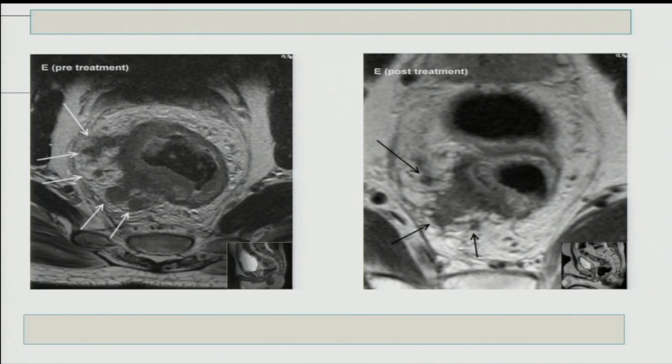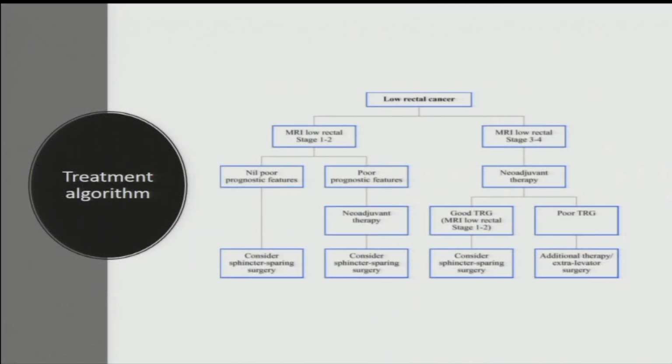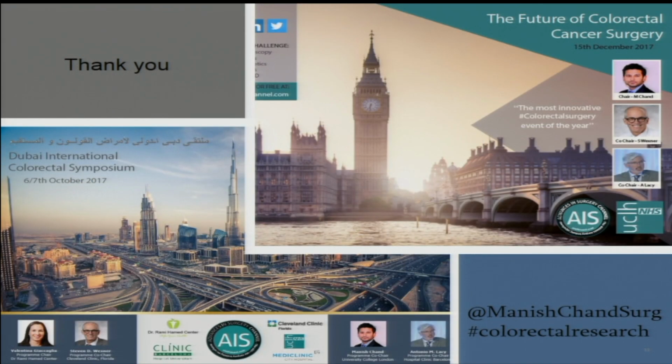And finally, a treatment algorithm that we use for low rectal cancer based on MRI scan. And this can often help determine whether you've got to have sphincter sparing surgery, whether you're going to have a local resection, whether you're going to have neoadjuvant treatment, or whether in fact you need a beyond TME approach, such as extra levator surgery, or even an exenteration. Thank you very much.